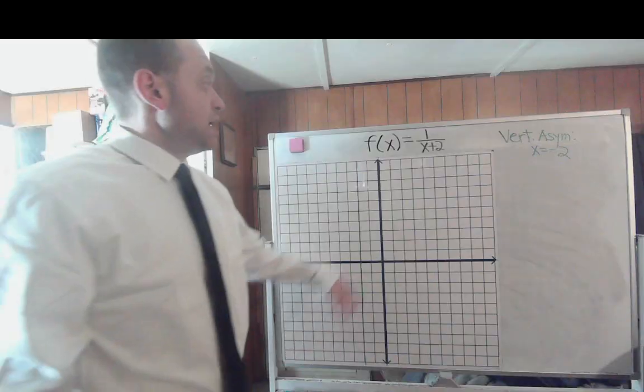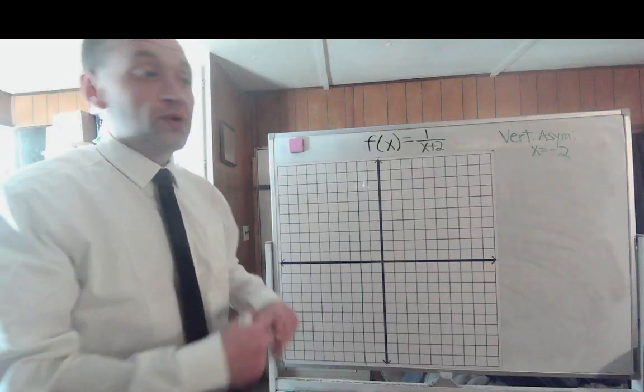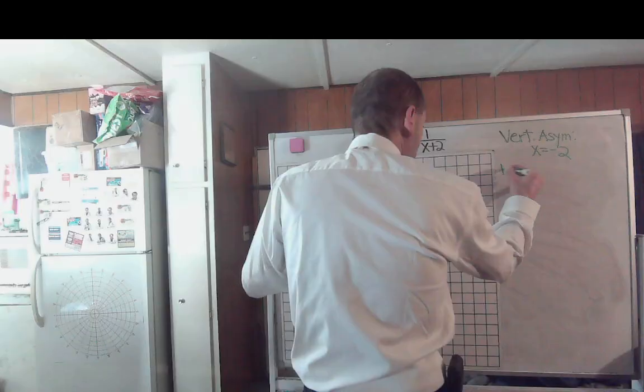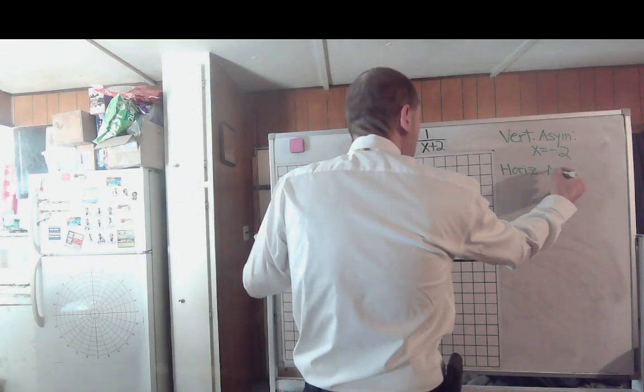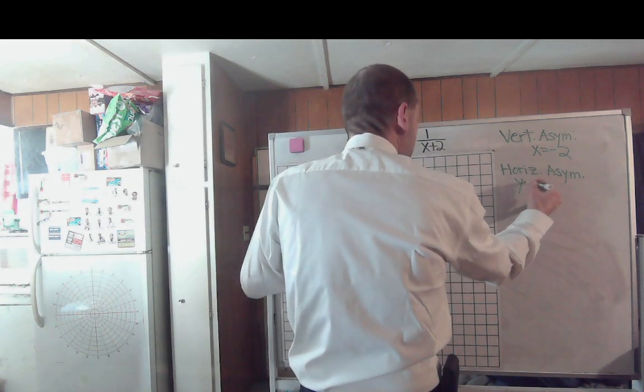Now, the degree of the numerator is less than the degree of the denominator, so it has a default horizontal asymptote at y equals 0. So the horizontal asymptote is going to be at y equals 0.